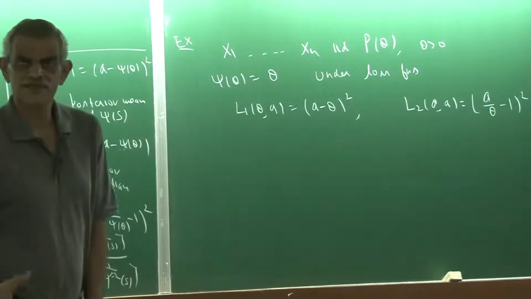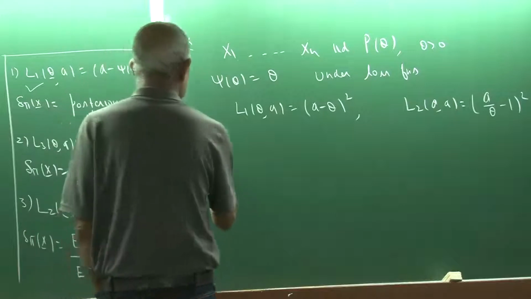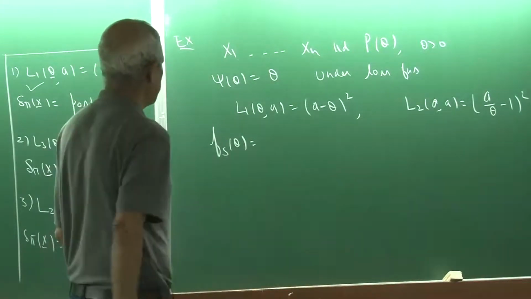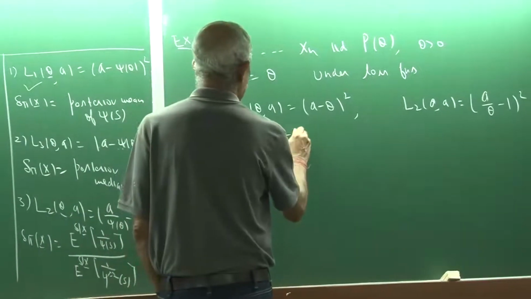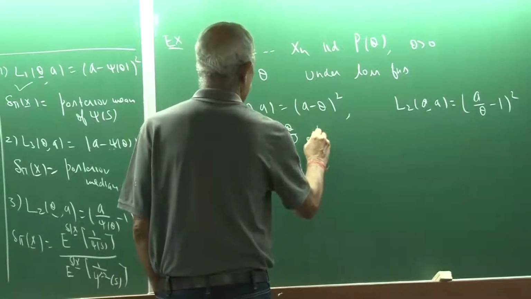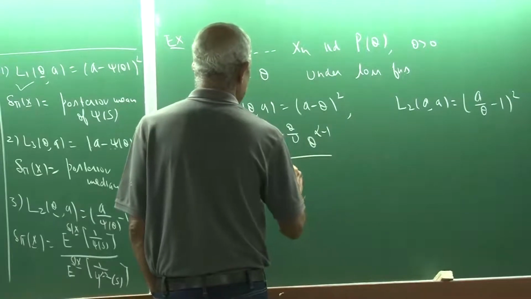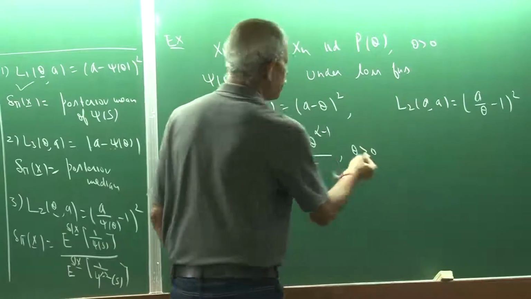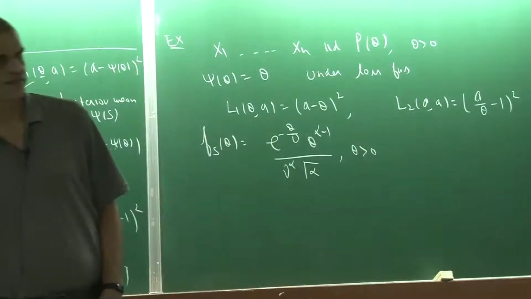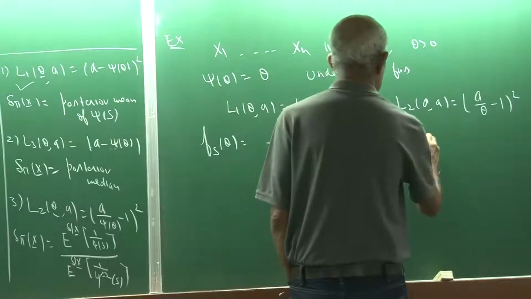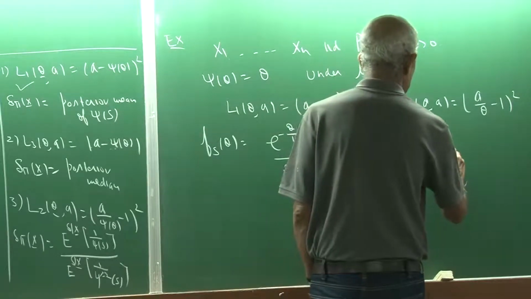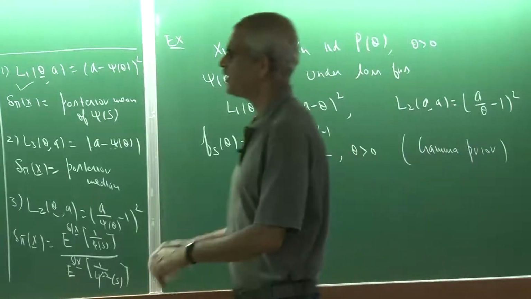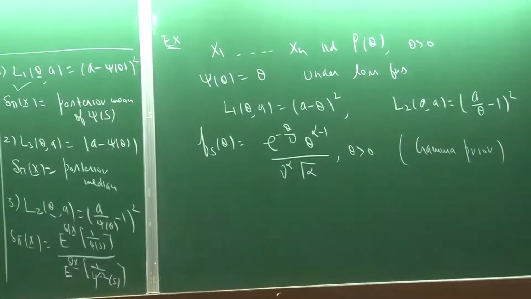But before that, let us fix the prior distribution. I said my prior distribution, suppose, is nothing but e to the power minus theta by nu, theta to the power alpha minus 1, divided by nu to the power alpha gamma(alpha), for theta positive. So it is a gamma prior. So let us consider the posterior distribution.